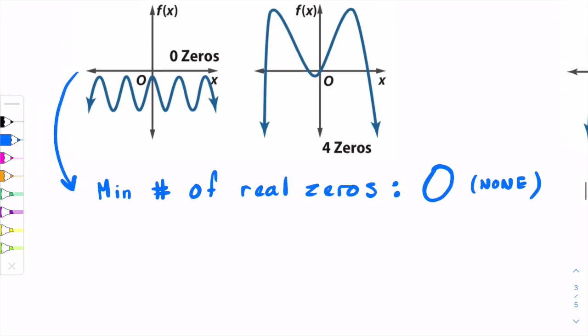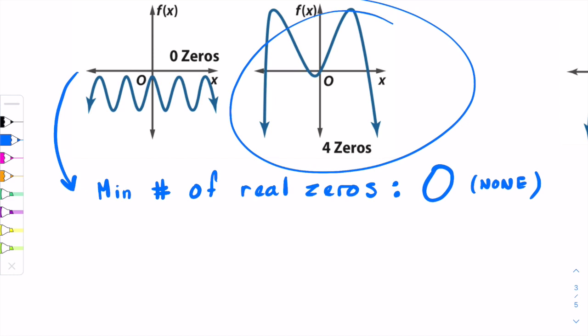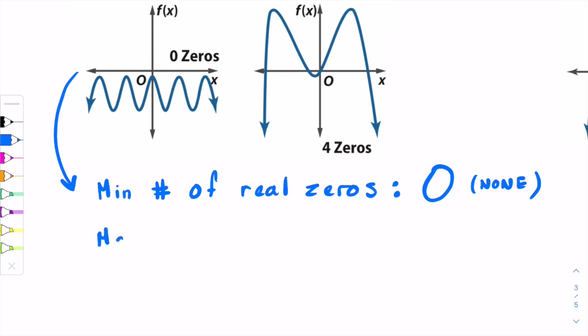However, the maximum number of real zeros is going to be the same as the degree.